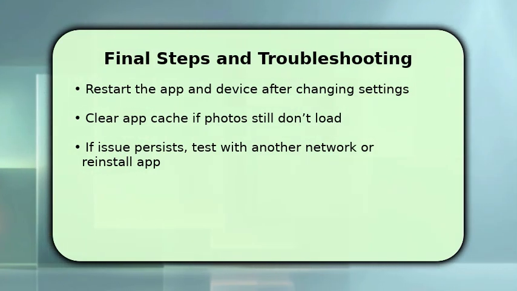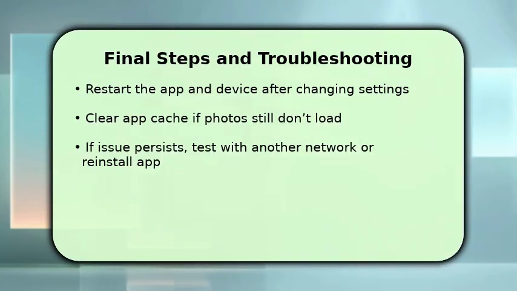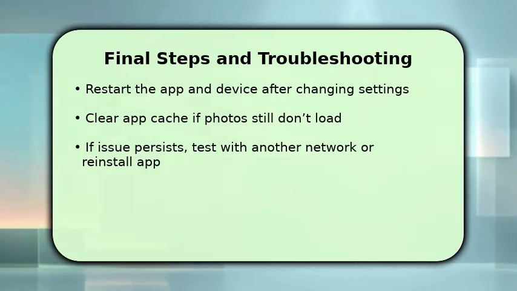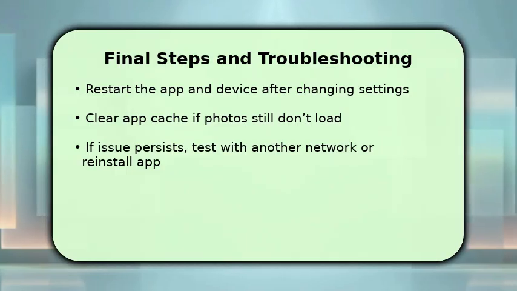If photos still fail, clear the app cache in Settings app's Facebook. This removes corrupted temporary files. Make sure to test with another network or borrow Wi-Fi to confirm it's not your carrier. If problems persist, reinstall the app. One key troubleshooting tip: check Data Saver at the OS level if it's enabled system-wide. Facebook may still be restricted.